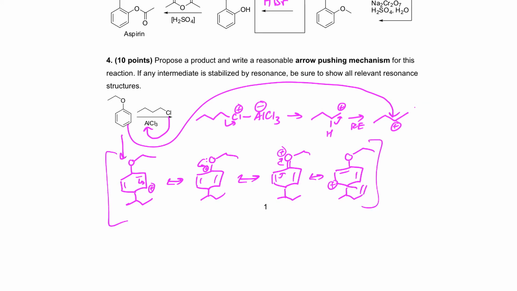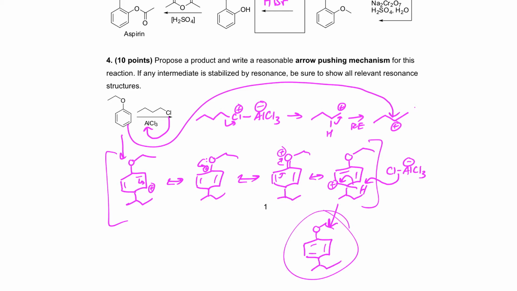I still have the extra hydrogen there, and I did make AlCl4 minus, so that's what I'm going to use as my base to remove this hydrogen. I'll take the AlCl bond, remove the H, put the CH bond back into the ring to reform the aromatic ring, and there's my product. So I got the rearranged product in the ortho or the para position.